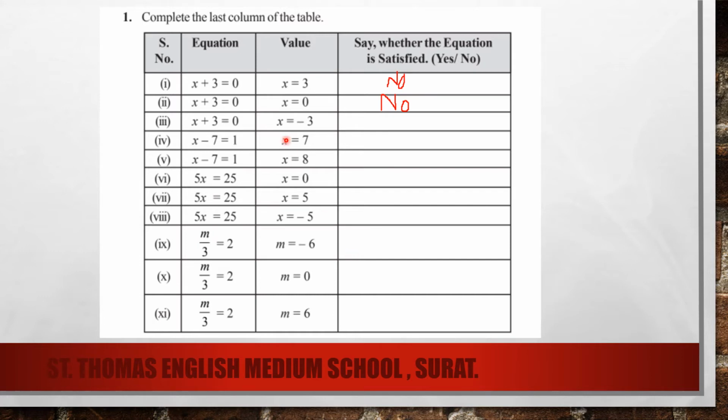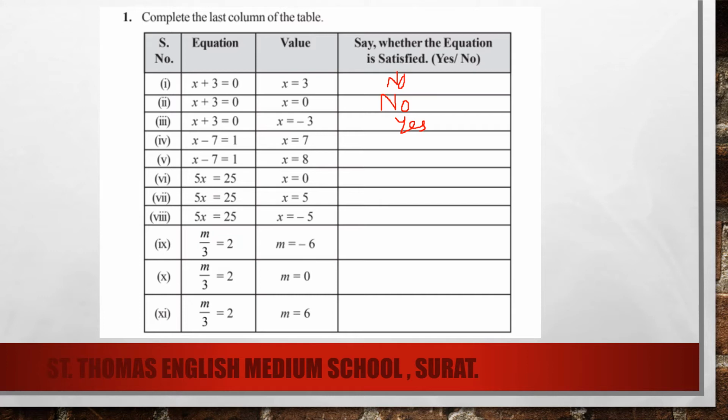Third one, x plus 3 is equal to 0. Value of x is minus 3. Minus 3 plus 3. What is minus 3 plus 3? One is positive number, one is negative number. You have to subtract. 3 minus 3. What is the answer? 0. 0 is equal to 0. That is LHS is equal to RHS. So what you can write here? You can write yes. Okay. Because LHS and RHS are equal.